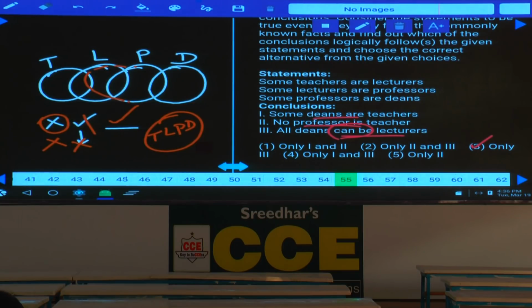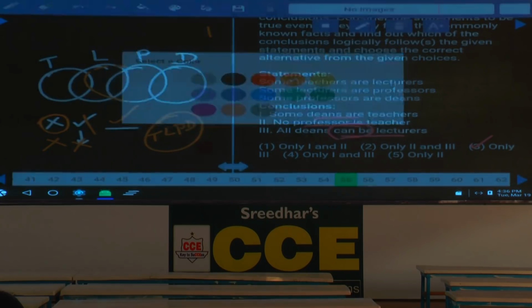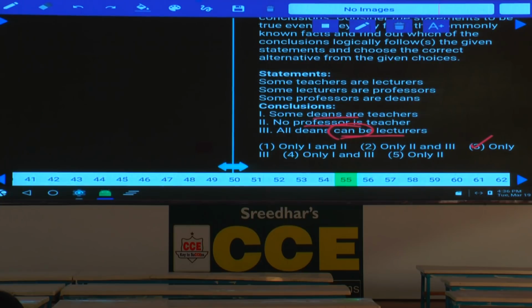Done with this? Now 55, choice 3 is the answer. Then question numbers 56 to 60. Now 56 to 60, it is based on circular arrangement.